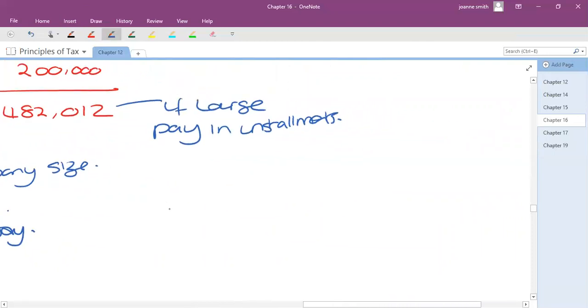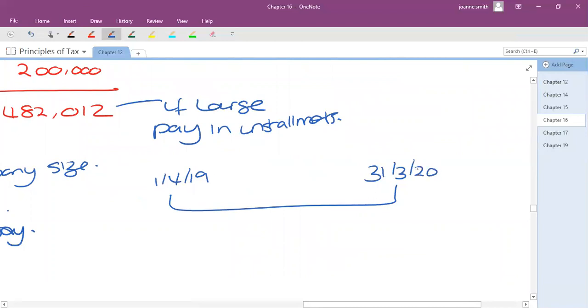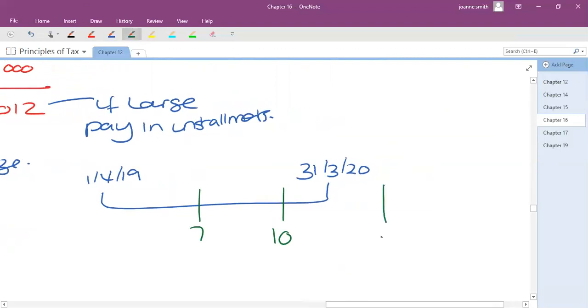Now, the way that this works is you look at your accounting period, which in this question, their accounts are running to March 20. So 1st of April 19 to the 31st of March 20. And the payments are made in months 7 and 10 during the period, and 1 and 4 after the period. So what you actually have to do is count 7 months from when the account started. So April, May, June, July, August, September, October. And the payment is made on the 14th of that month.